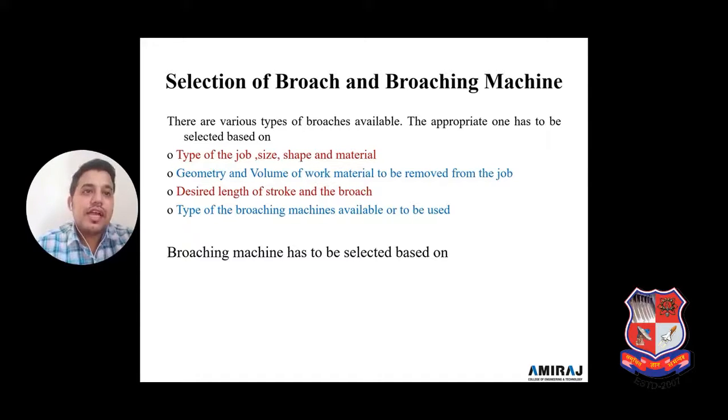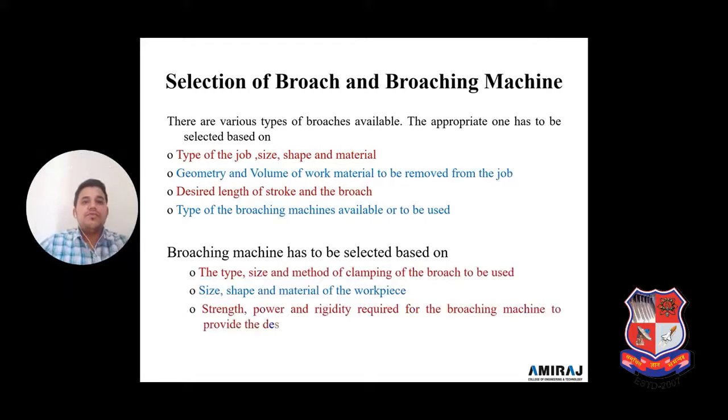Then the desired length of the stroke of the broach. Yes, the desired length is important, because each and every cylinder has a particular stroke length. If we are using a hydraulic or pneumatic cylinder, then we have to complete that stroke. We can manage it in hydraulic, but we cannot manage it in pneumatic. Then the types of broaching machine available or to be used. Which kind of broaching machine is available in our workshop or on our shop floor? First we select the tool, and then we select the broaching machine. Then the type, size, and method of clamping of the broach to be used.